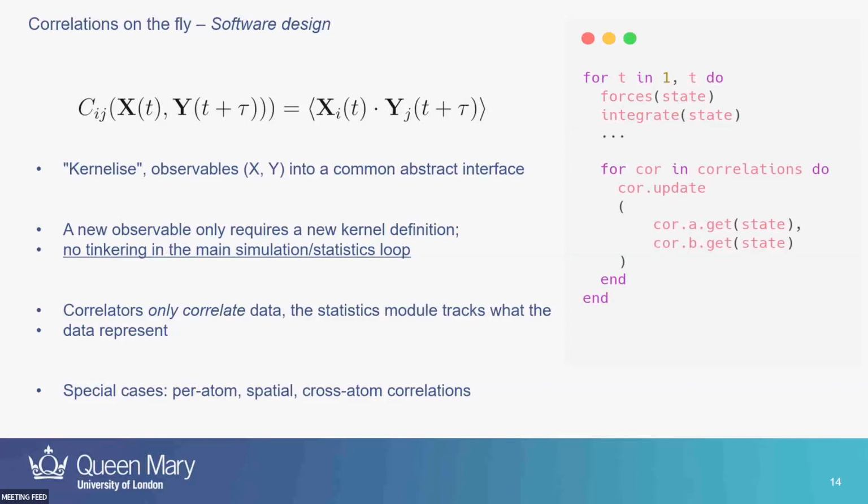So we define a correlation algorithm which correlates data, and if we want to support new correlations, we have getters which take the data in and pass it to the algorithm. So we have these two paradigms of kernelizing, but also separation of concerns, where the correlation algorithm just correlates the data and doesn't care what it is, and the rest of the code selects the observables.